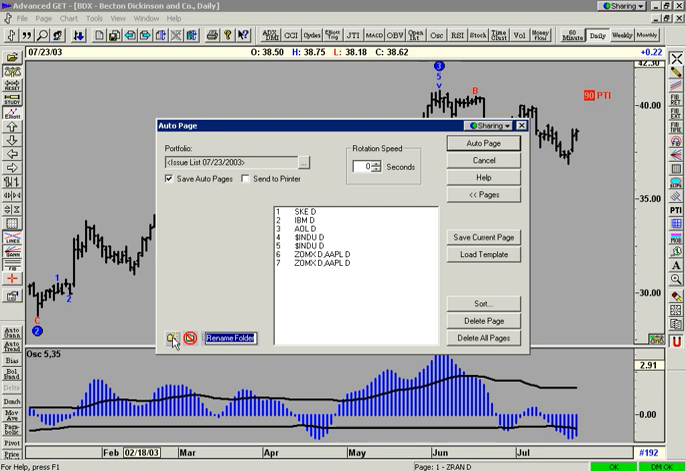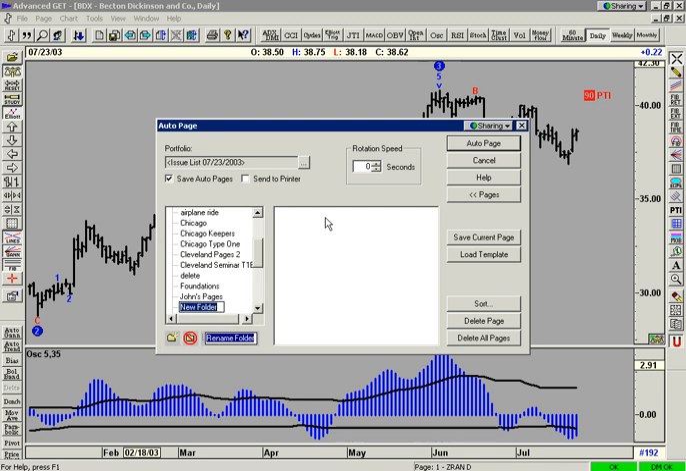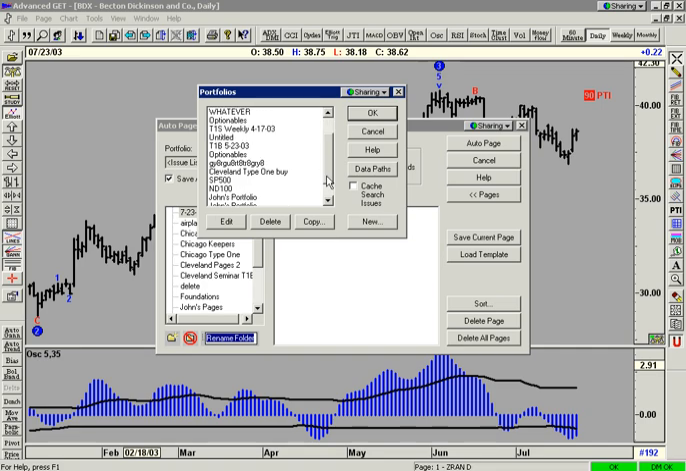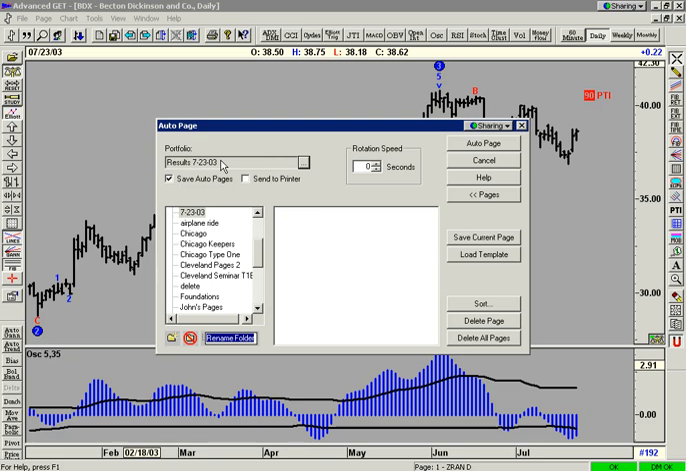I can select a new folder here, which I'll just call 7/23/03, so we can keep it consistent. And I need to load the portfolio that I just saved in the portfolio listing. I'll select the button, and there's my results of 7/23/03, and hit OK. So I've loaded the results. I make sure that Save Auto Pages is checked. My rotation speed is set to 0. And I have the folder highlighted in which I want these pages to be saved.